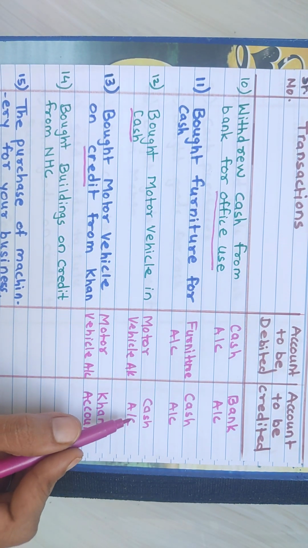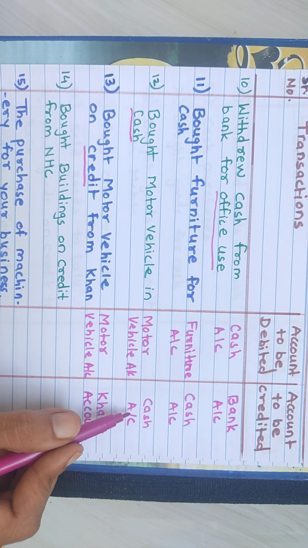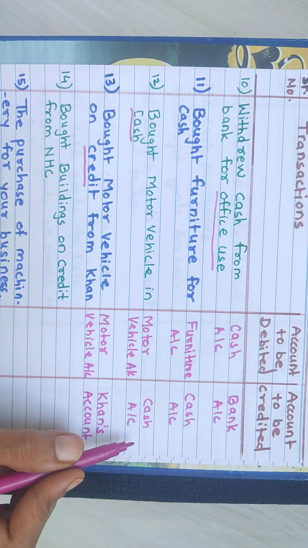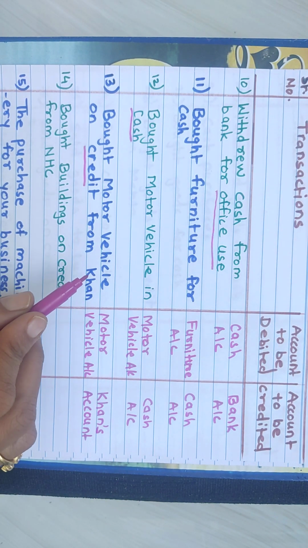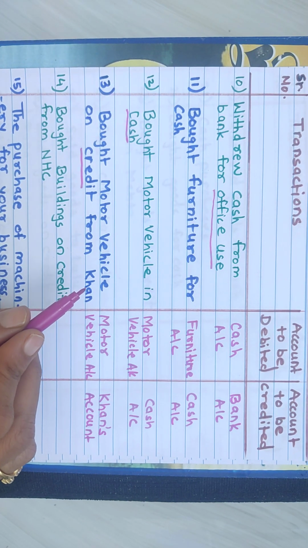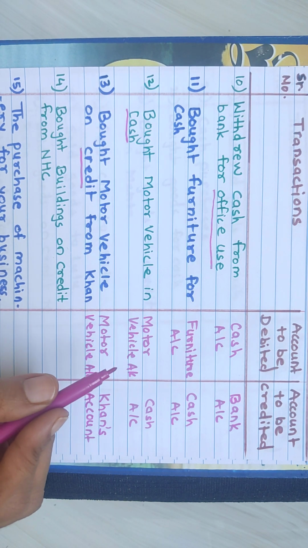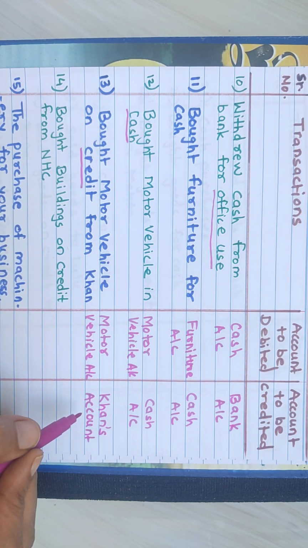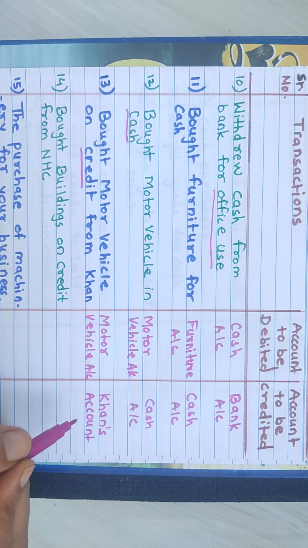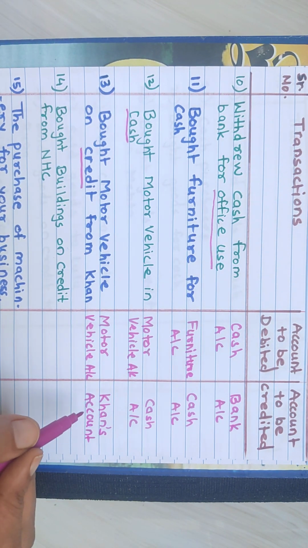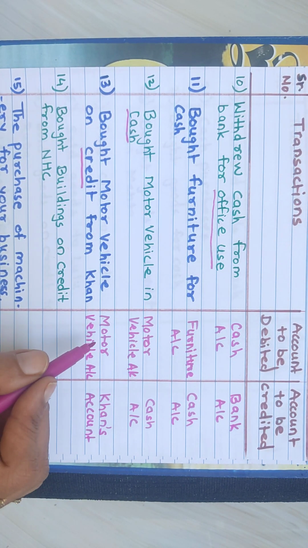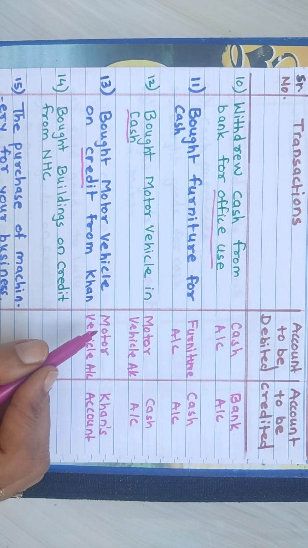But in the cash transaction, cash is paid immediately, so cash account is credited. But in the credit transaction, the cash will be paid at some later date. So here whose account will be credited? Khan's account. So in the ledger account of Khan, we will write on the credit side, and in the motor vehicle we will write on the debit side.